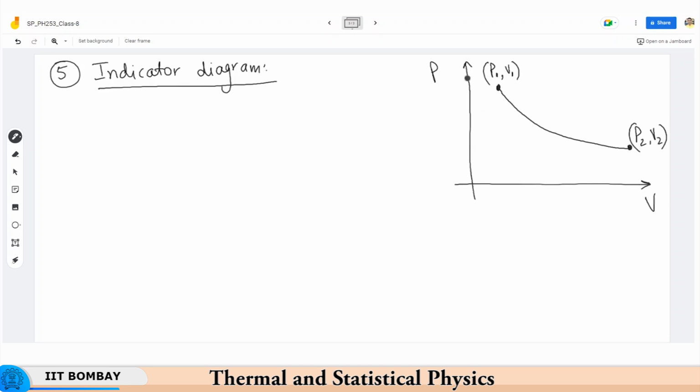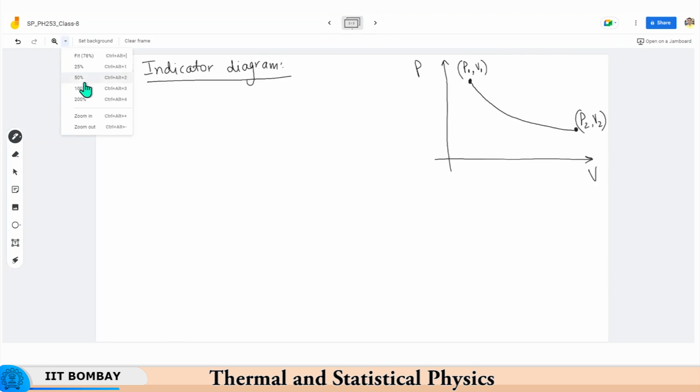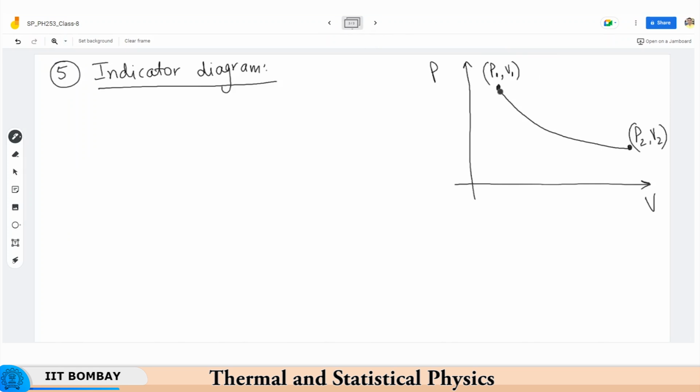And this is typically a thermodynamic process, the definition that we defined before. So this is a thermodynamic process where the system is transitioning from one equilibrium state to another equilibrium state, and it can often be indicated on what's known as an indicator diagram, which is a plot between two thermodynamic variables, in this case pressure and volume. So basically an indicator diagram is a plot between two thermodynamic variables.